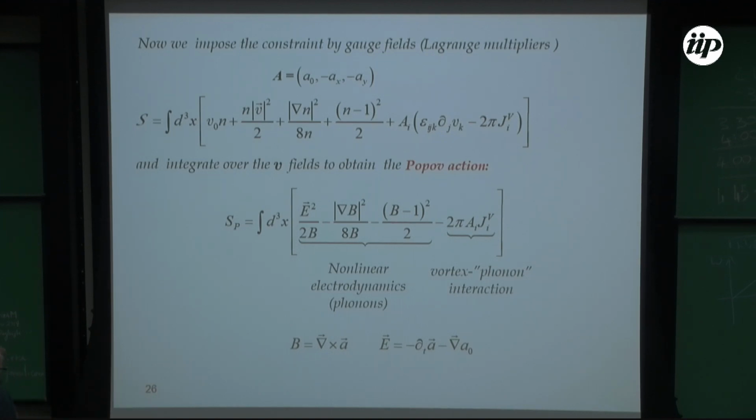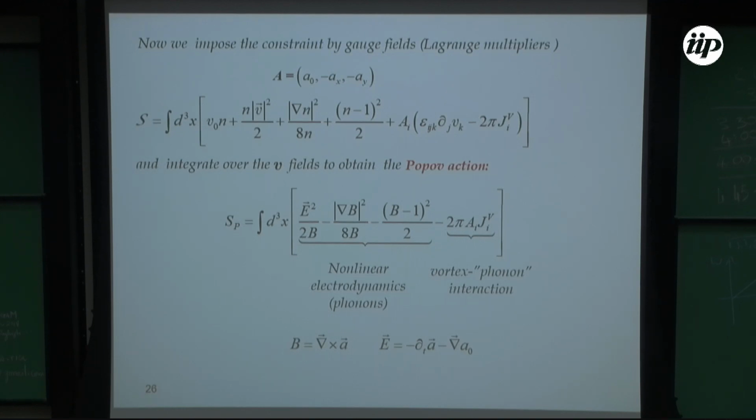This is the Popov action. And what is written here? There is E, which stands for the electric field, and there is B, which stands for the magnetic field. It's two dimensions, so B is a scalar. B is related to this vector potential according to the usual electrodynamic equation you know: it is the curl of A. E again has a scalar contribution and a derivative of the vector potential. So what we have here is essentially nonlinear electrodynamics, coupled to vortices which act like charges. It is nonlinear because you can see that B appears in the denominator here. This is actually dictated by the fact that we have to have an action which is Galilean invariant.